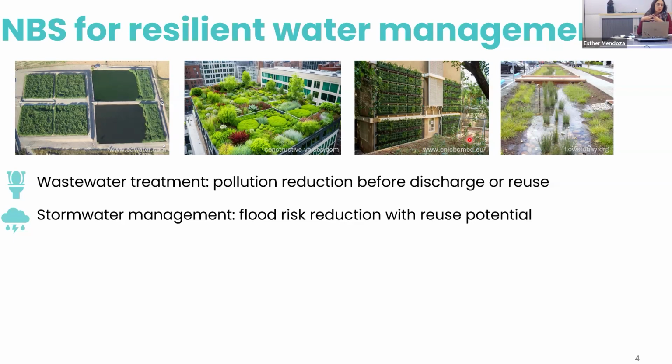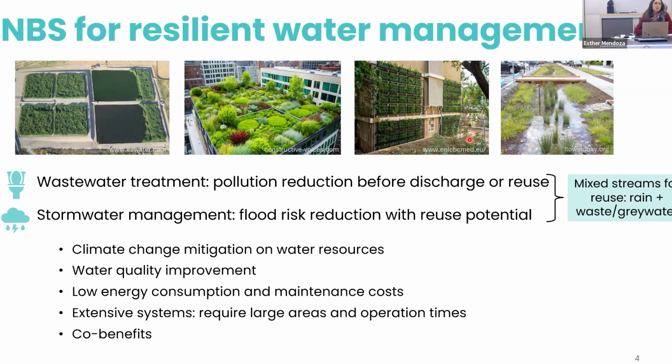Applying these solutions for wastewater treatment will give us less polluted water prior to discharge, or even water with enough quality for reuse. Stormwater management also reduces the flood risk, and we could reuse this water if we treat it. It's very common, and one of the cases has these two types of water mixed together, for example, rain and waste or grey water, which we will also go back to later on, the grey water.